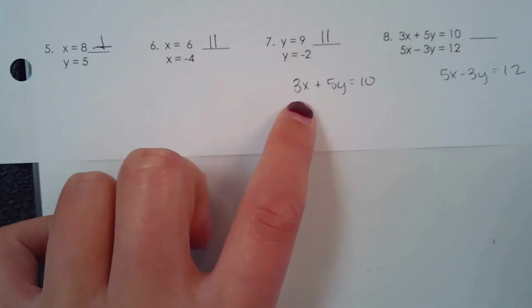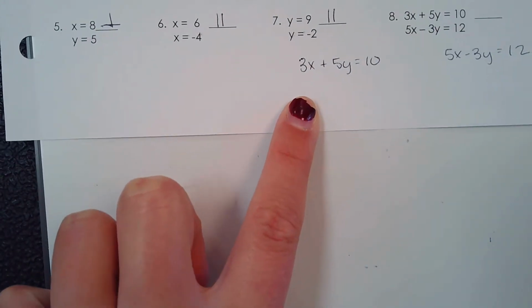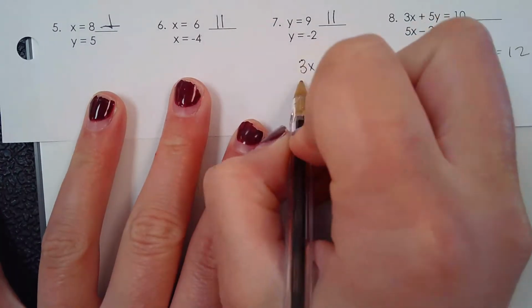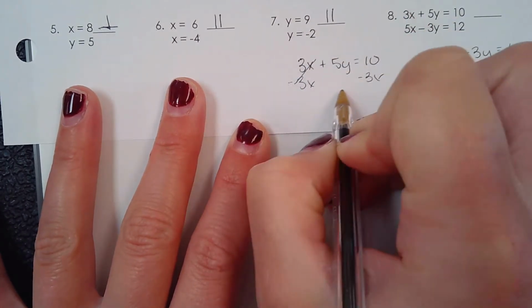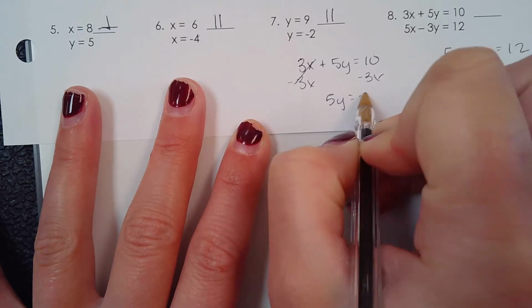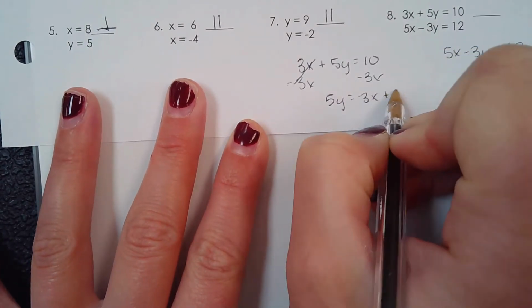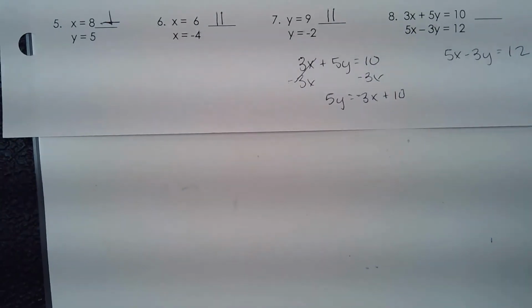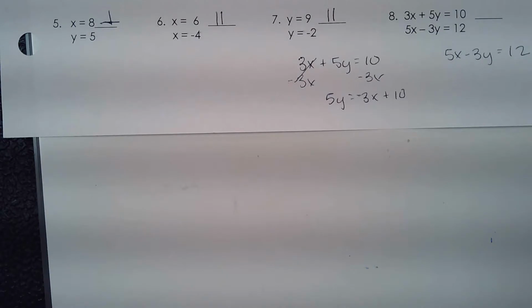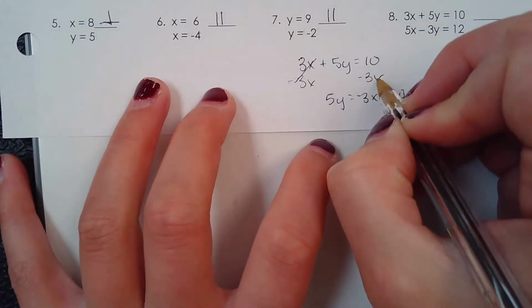So looking at the first one, what's our first step to get y by itself there? Minus 3x. So we've got 5y equals -3x plus 10. Why can't we combine those two? Why can't we just make it like 13x over there? Because they're not like terms, so you cannot combine them.